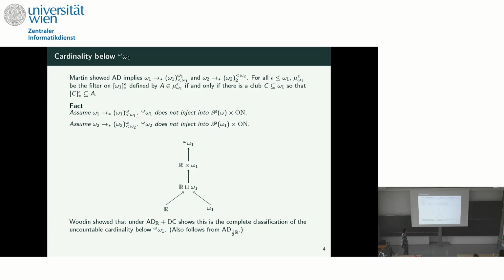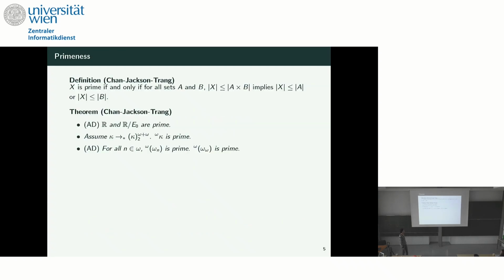But this is not exactly the most ideal proof because we're using partition properties, and of course there are singular cardinals like omega 3, which are not partition cardinals. So there's another way you can approach this. We define this notion called primeness. X is prime if for any two sets A and B, if X injects into A Cartesian product B, then X already injects into A or X already injects into B.